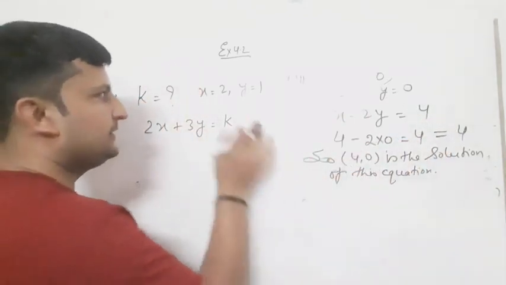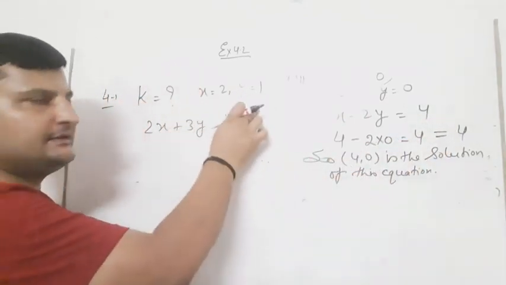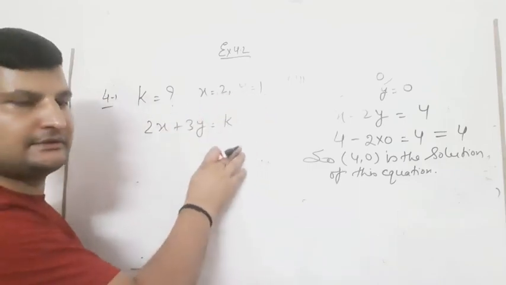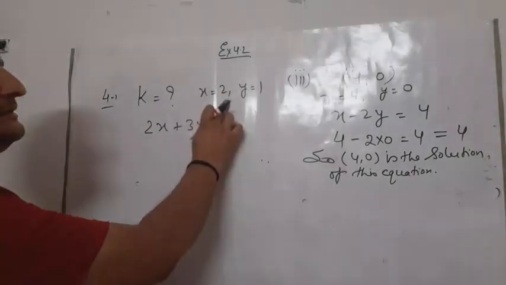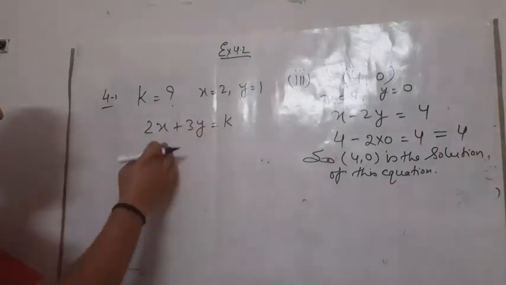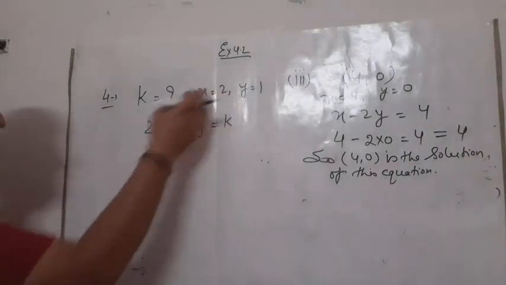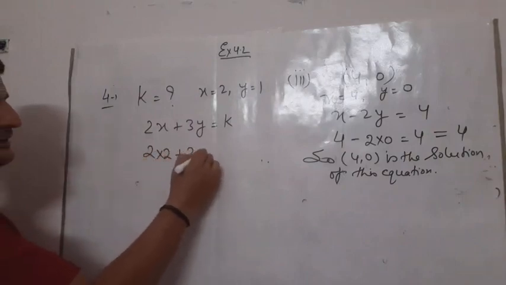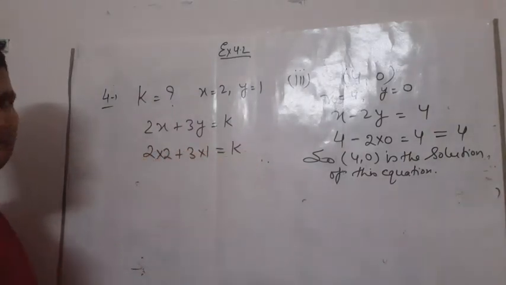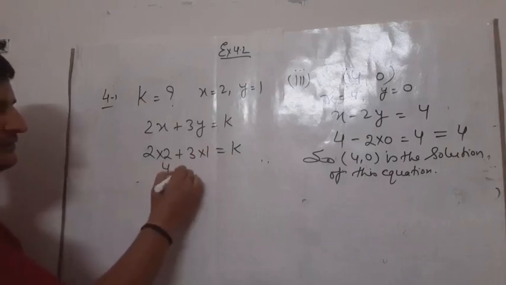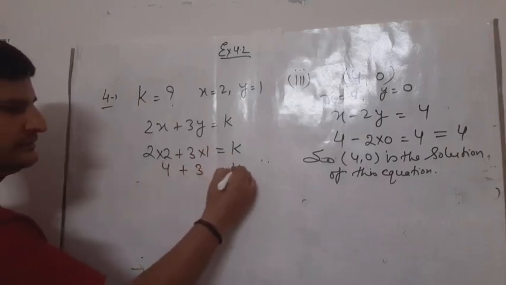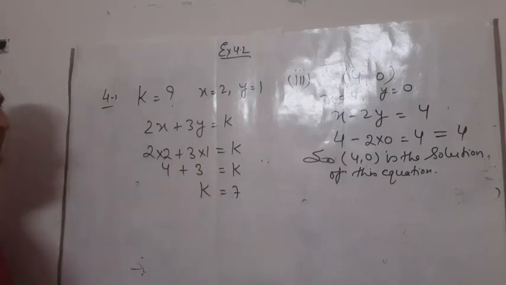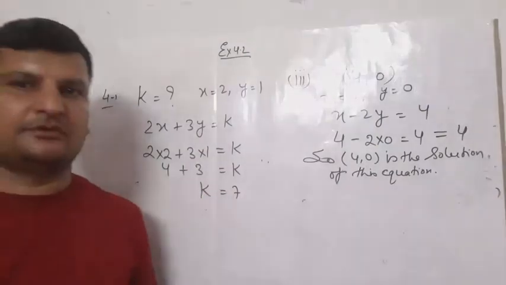Similarly, it means these two numbers, x is equal to 2 and y is equal to 1, will satisfy this equation. So if we put the value of x is equal to 2 and y is equal to 1, we will get the value of k. So we can put it like this: 2 into 2 plus 3 into 1 is equal to k. 2 twos are 4 plus 3 is equal to k. So k is equal to 7. This is the answer of this fourth question.